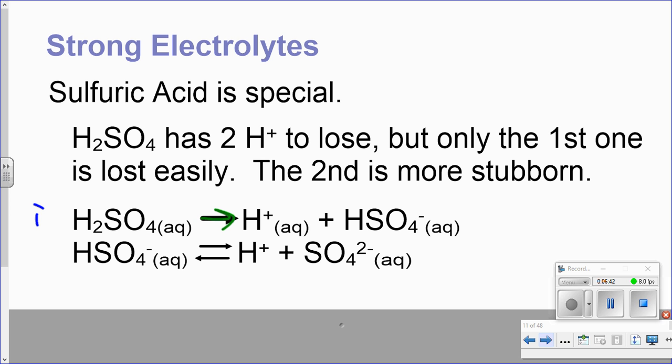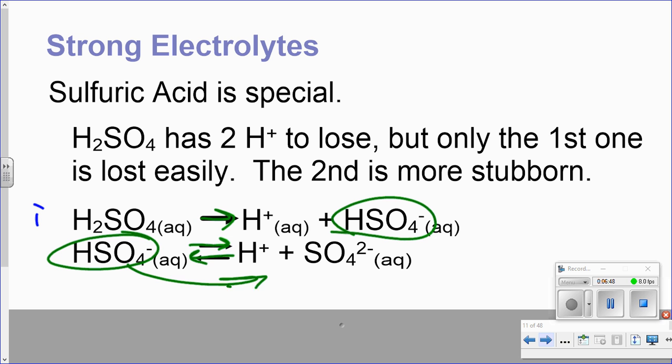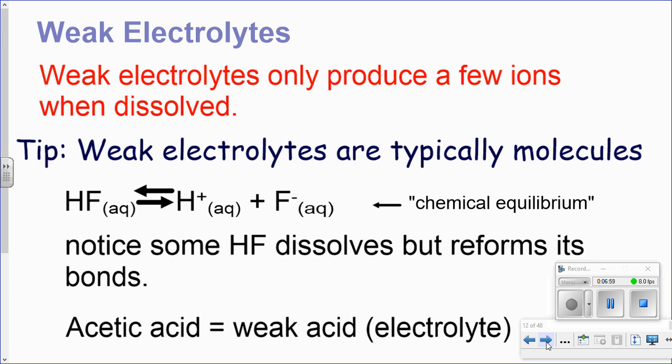Now, this is the same thing as this, but notice it goes this way, and then some of it comes back this way. So some of it becomes these things over here, and then these things come back and combine again to produce this. Okay? So again, sulfuric acid's a little bit strange as far as that goes, but we do consider it a strong electrolyte. Now let's move on to weak electrolytes, and this whole double-sided arrow thing moving back and forth.